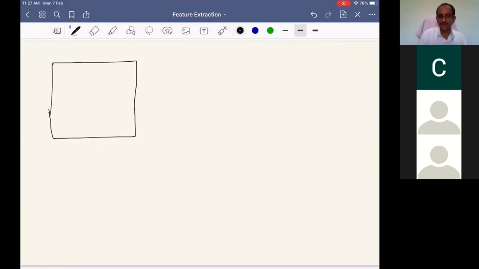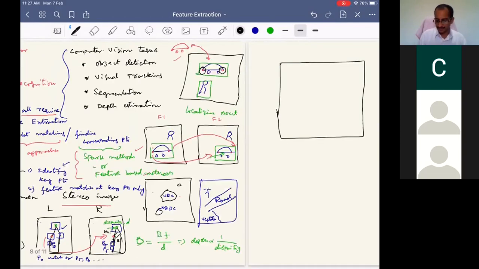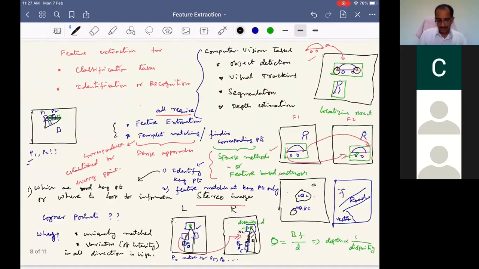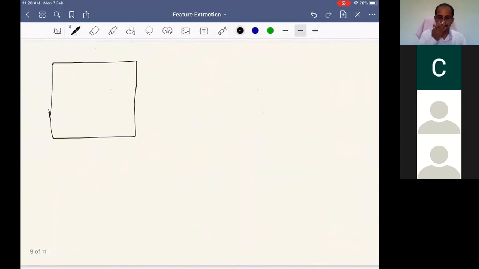So what we have seen is that the points where you have variation of intensity in all directions are important points or interest points. They can be uniquely matched across different images, or uniquely matched with respect to the template. So now the question is, how do we mathematically identify them?